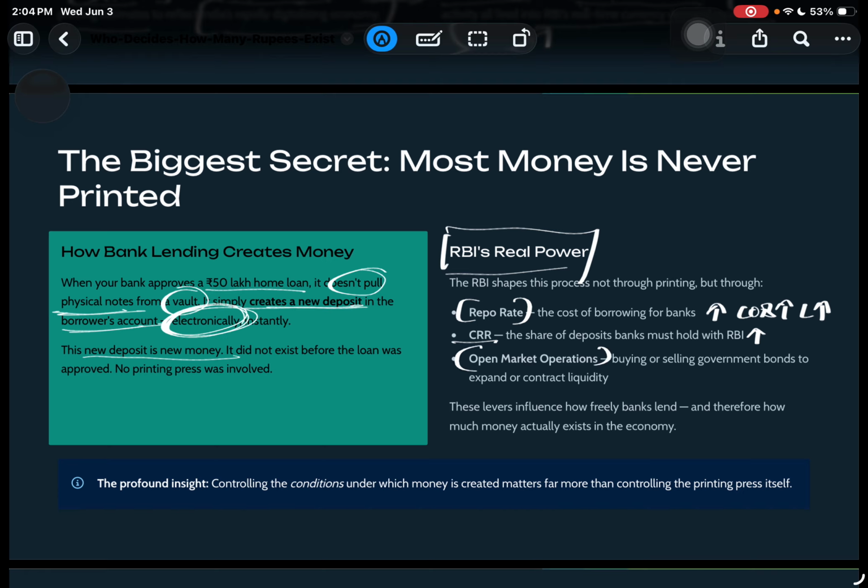Open market operations: buying or selling of government bonds to expand or contract the liquidity. If you are buying government bonds, the money that you could have spent somewhere is now with the government. The cash flow for you is reduced, it's invested somewhere, it's stuck somewhere, right? So this reduces the supply of money. And when you are selling the government bonds, that's when you get your money and you will be able to spend.